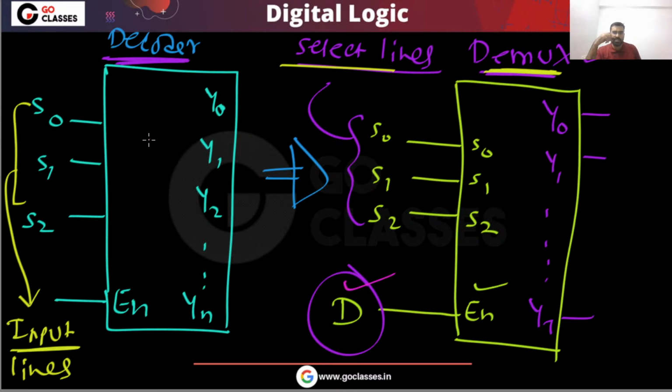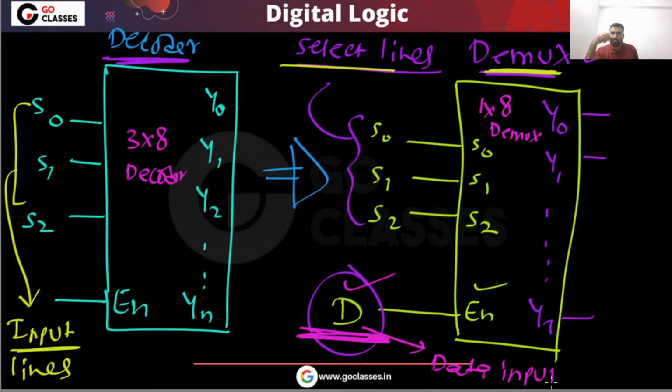So this 3 by 8 decoder you have converted into a 1 by 8 DeMux, because remember this is the data input, and these are the select lines. So like this. I hope this point is clear. I am connecting my data input to the enable of the decoder. Is this point clear?